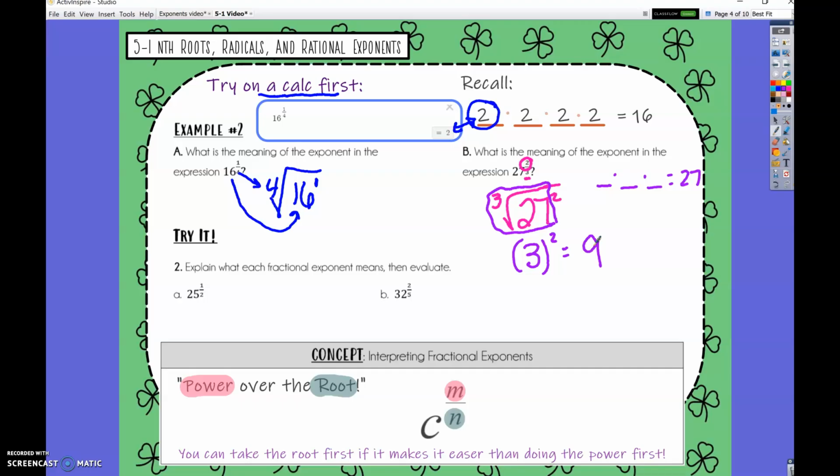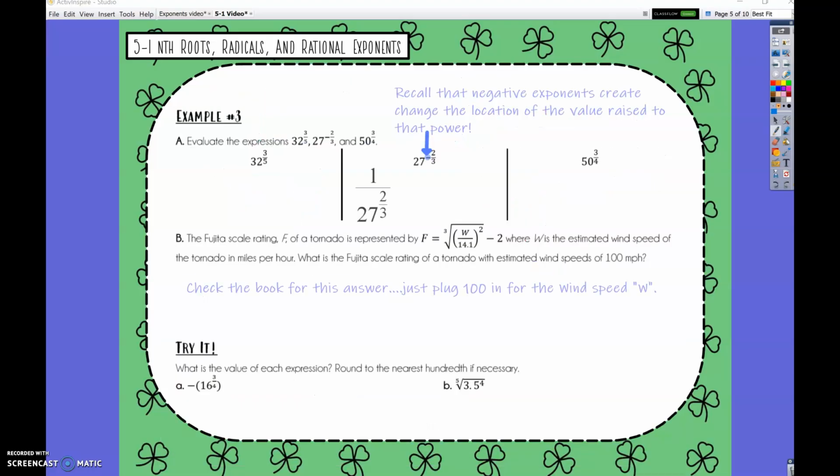You can try these try-its down there and check your packet for the answers, but keep in mind this concept. A rational or fractional exponent, I like to say you have the power over the root. Any base to a fractional exponent, the top one is your power, the bottom one or denominator is your root. You can do the power first, or you can do the root first, whichever makes your job easiest.